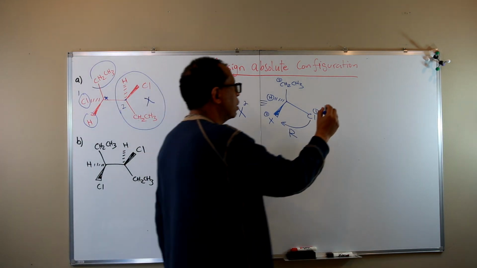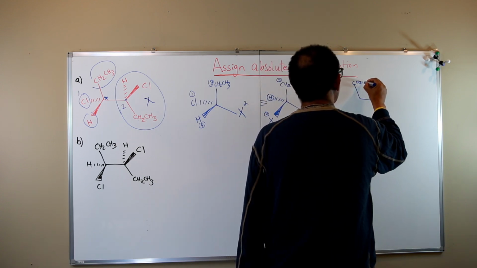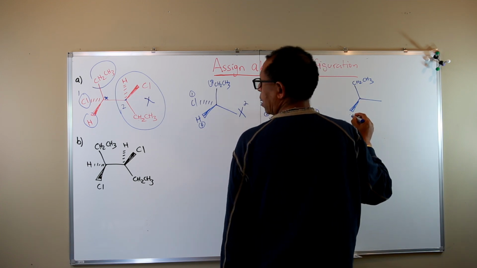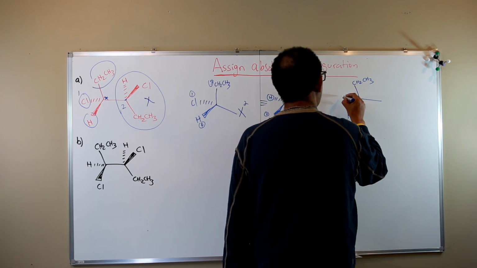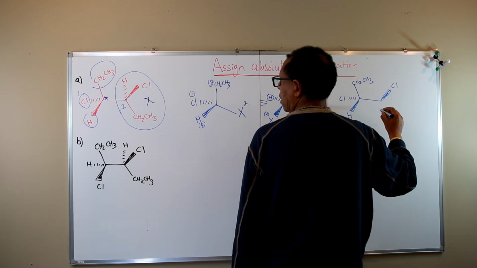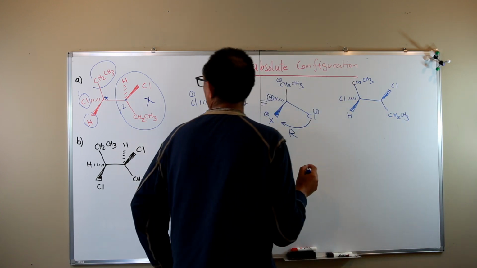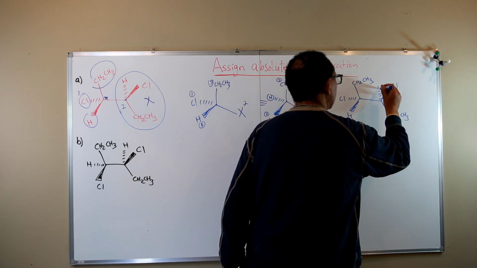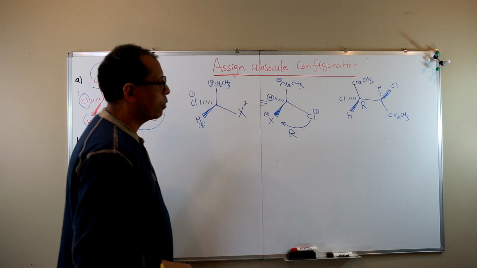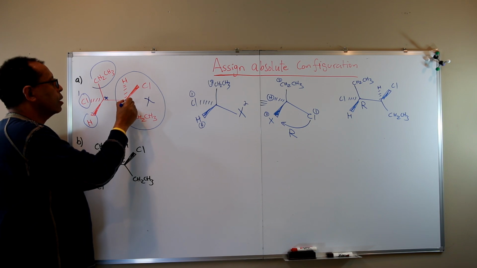So I'll redraw it again, CH2, CH3 with hydrogen, chlorine, and another chlorine, and the ethyl group, and of course this hydrogen. So this is an R configuration. We assigned R for that one. Now, how about assigning for this stereocenter?